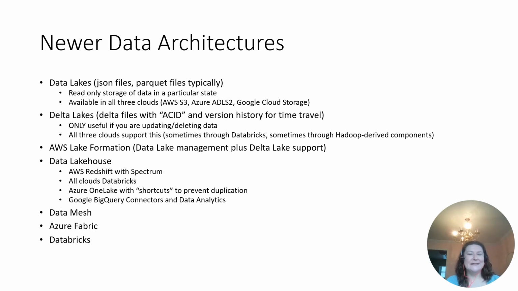Data lakehouses. We talked about AWS with Redshift with the Spectrum layer to go down to S3 data lakes. Spectrum is kind of like a virtualization layer that makes it look like the data lake data is in the Redshift database. As we said, Databricks implements the Data Lakehouse. Azure OneLake, with the shortcuts to prevent duplication, produces a data lakehouse. The OneLake idea is that you'll have many data lakes, but you can refer to an existing data lake rather than have many copies of the same data lake.